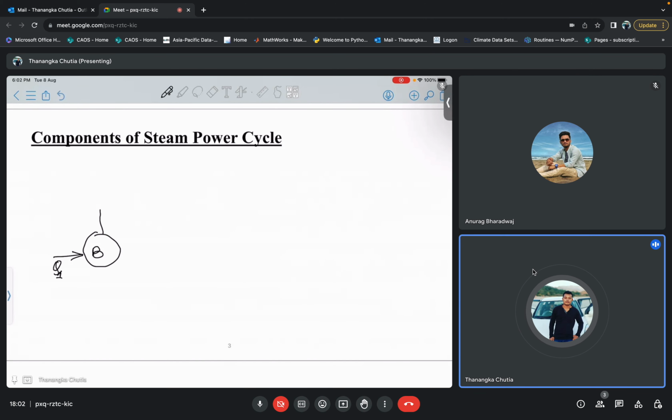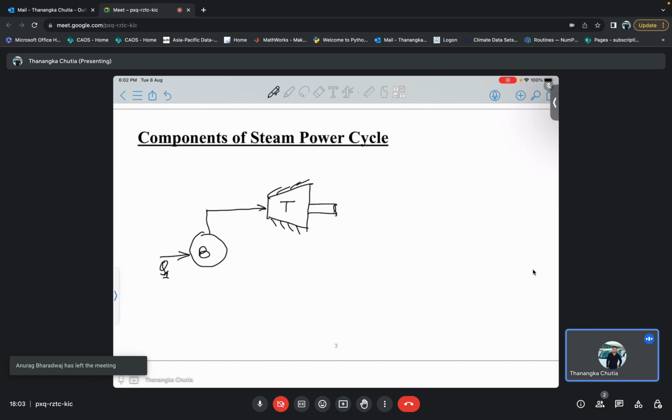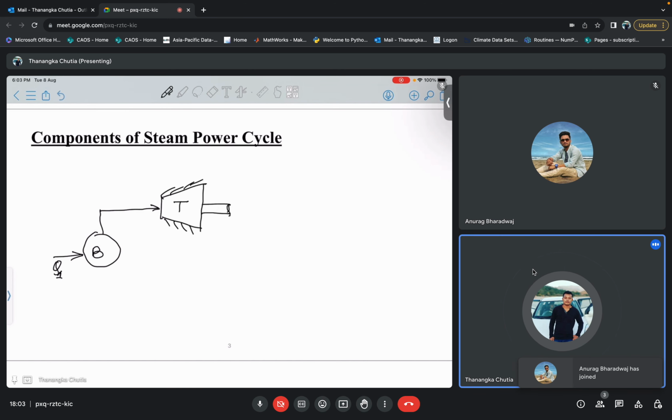After leaving the boiler, this steam enters a turbine. It doesn't enter directly; there are other parts also, like the nozzles, which help increase the speed of the steam before entering the turbine. It strikes the turbine blades and rotates the turbine. This shaft is attached to an alternator, and it is used in producing that amount of work.